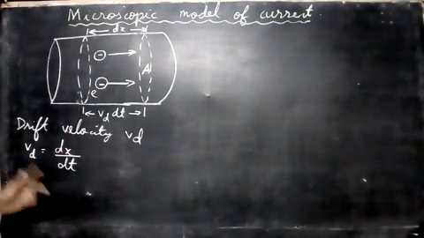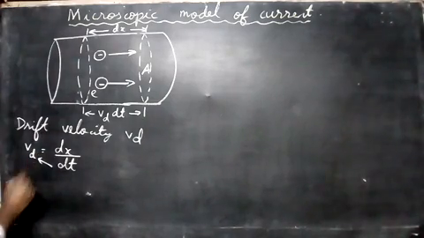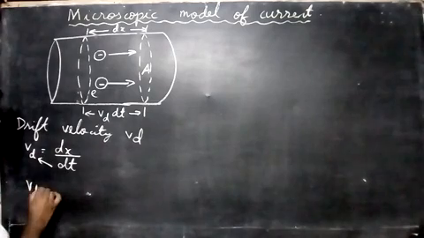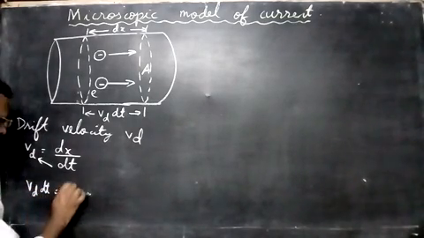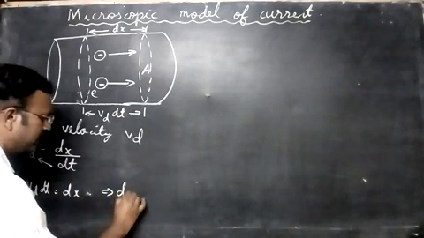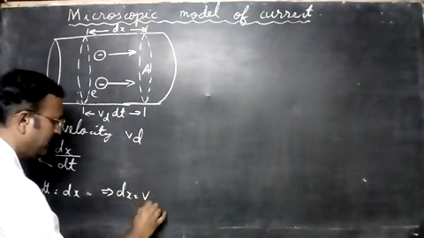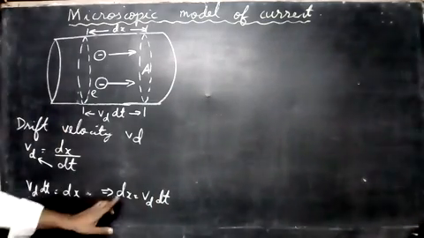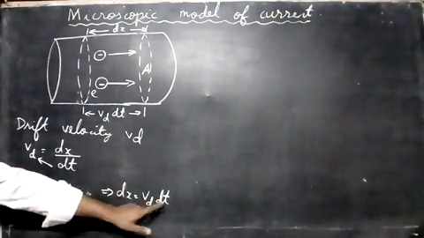So you cross multiply here, and what we get is Vd into dt is equal to dx. We can rearrange that, and we get dx is equal to Vd into dt. Just rearrange here. So this is the drift velocity, and this is a small time.